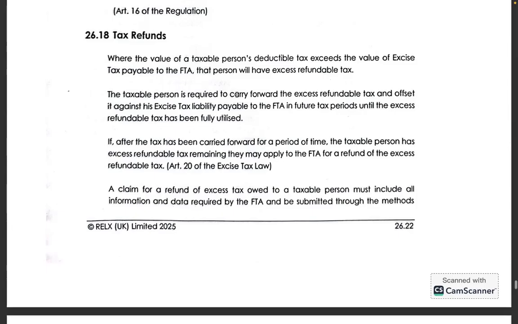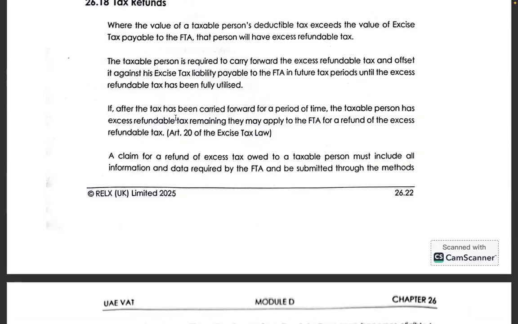The taxable person is required to carry forward the excess refundable tax and offset it against his excise tax liability payable to the FTA in future tax periods until the excess refundable tax has been fully utilized. If after the tax has been carried forward for a period of time the taxable person still has excess refundable tax remaining, they may apply to the FTA for a refund of the excess refundable tax.